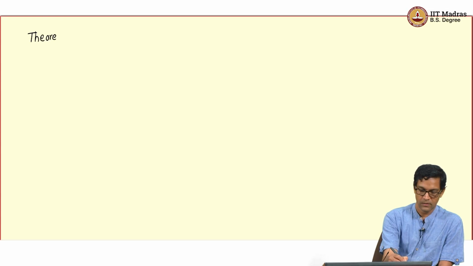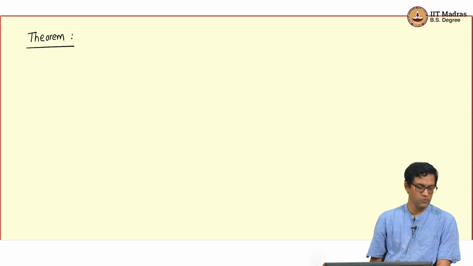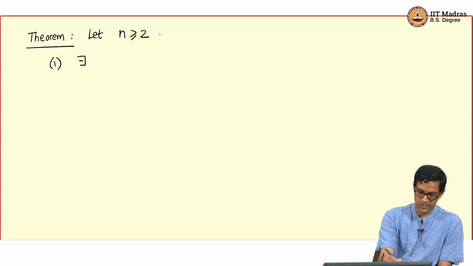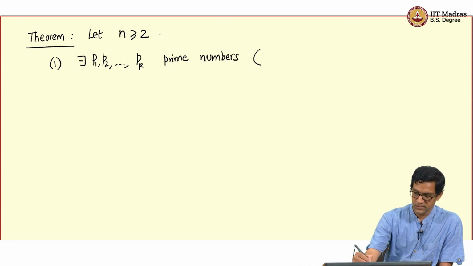Theorem. It is sometimes called the fundamental theorem of arithmetic. It says that if I have a natural number, say at least 2, then there exist prime numbers, and this list of prime numbers I have written need not all be distinct.